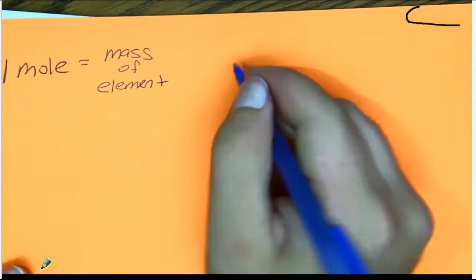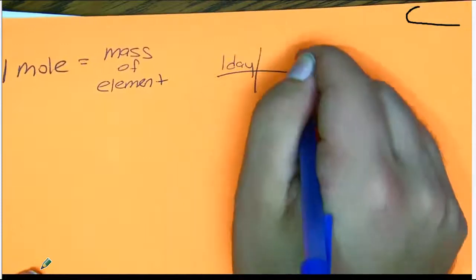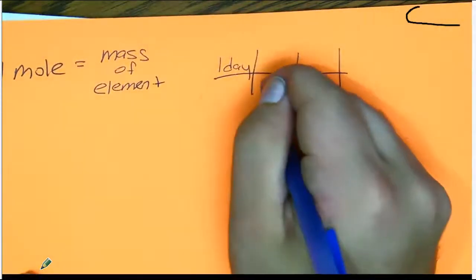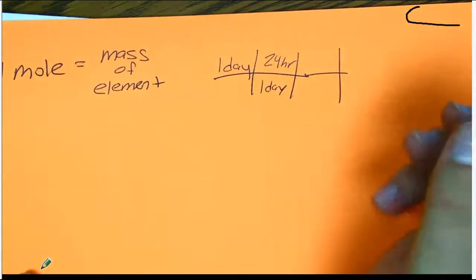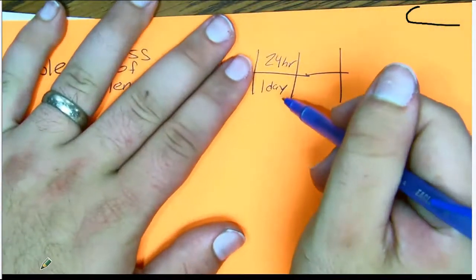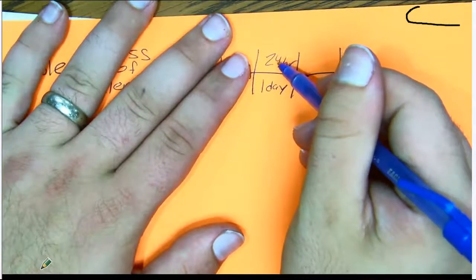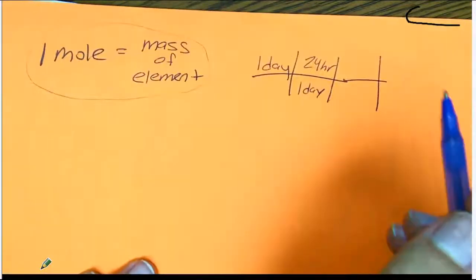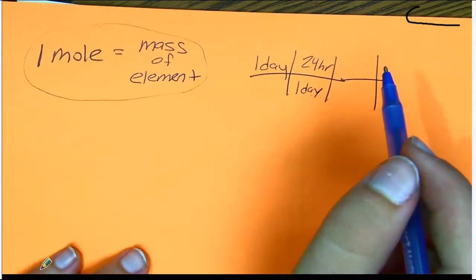What I did was I had one day, and I made a railroad track. Do you guys remember that? Since I had days on top, I had day on bottom, and I converted it to 24 hours, because I know that one day is the same thing as 24 hours. Those two are the exact same thing. That's kind of what this is: one mole is equal to whatever the mass is of that element.